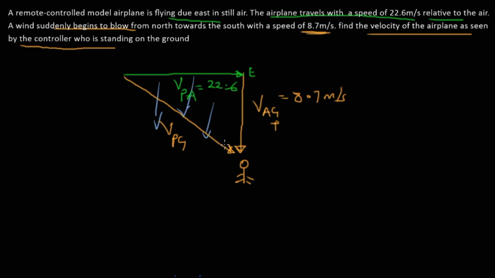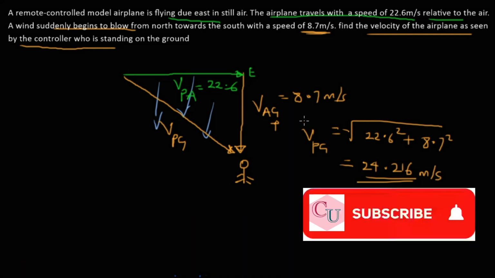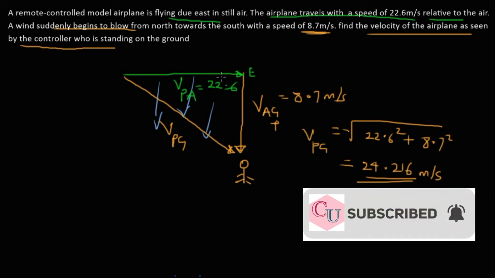So we can go ahead with the Pythagorean formula, since this actually forms a right angle triangle where VPG is the hypotenuse. So we can say that the square root of 22.6 squared plus 8.7 squared is actually equal to 24.216, which is in meters per second. So we made use of the Pythagorean formula since we have a right angle triangle.